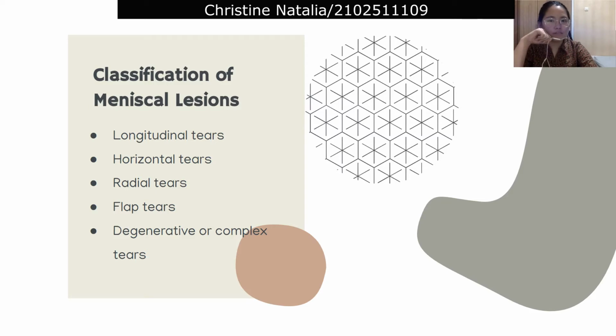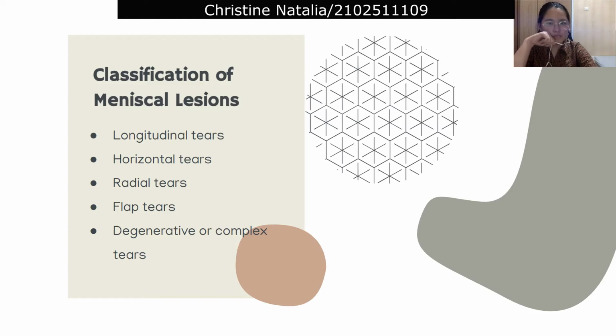Moreover, meniscal lesions are classified into 5 types according to Nguyen et al. in 2014. The first classification is longitudinal tears. Longitudinal tears of menisci mostly occur in young patients due to a carving force. A bucket-handle tear, which is a tear where the inner portion of the meniscus folds inward, can be a part of longitudinal tear.